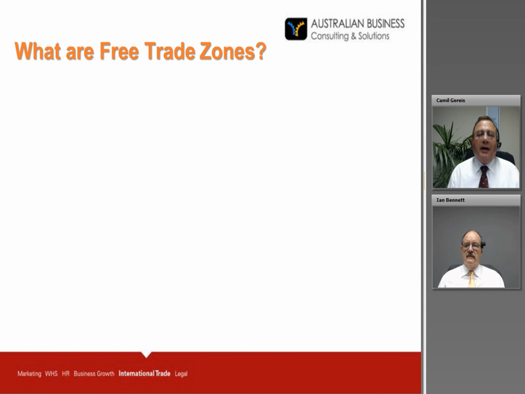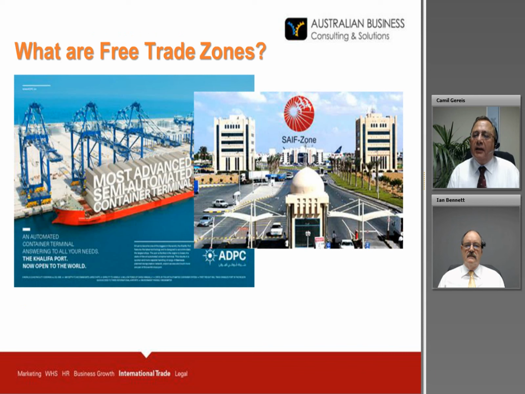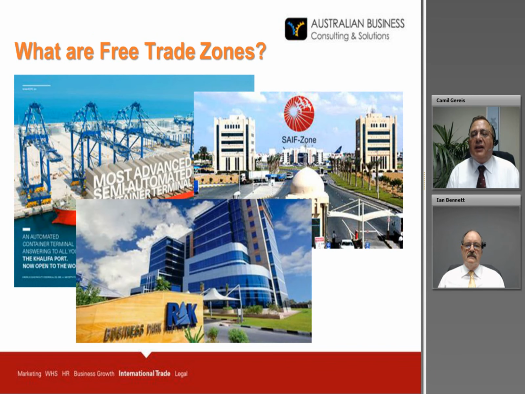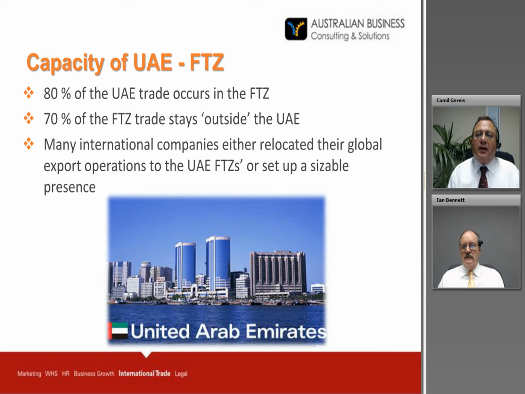Now, I like to talk about free trade zones, and just an example in here, we have the Abu Dhabi ports. We have also other free trade zones in there as an example. Now, what are free trade zones? They are basically zones that are quarantined and considered outside the country. Even though they reside within the country, they are quarantined from customs intervention. If you want to deal outside of that zone, you have to appoint your own local agent to take you outside the zone. They are mostly located next to international seaports or airports because of the trade.